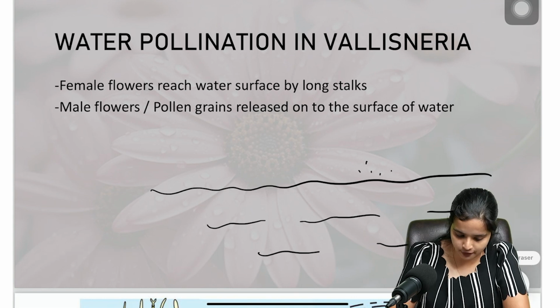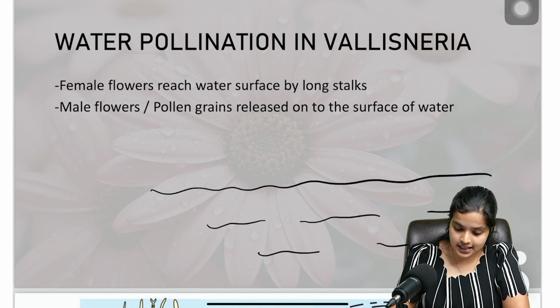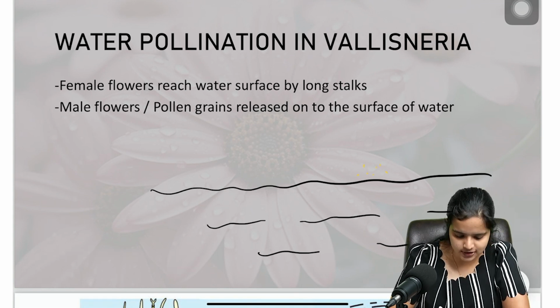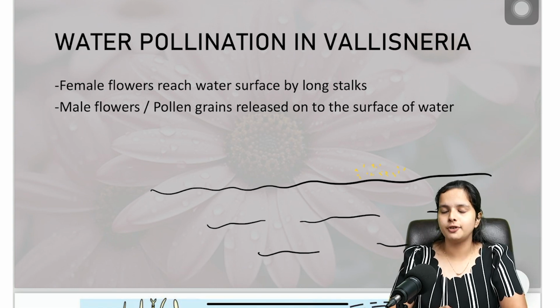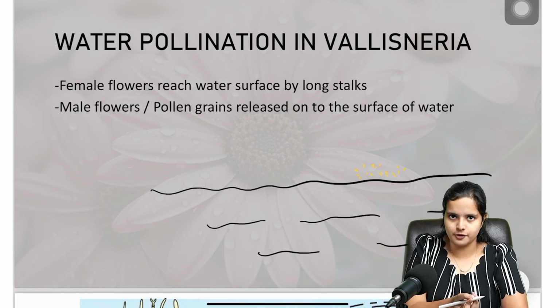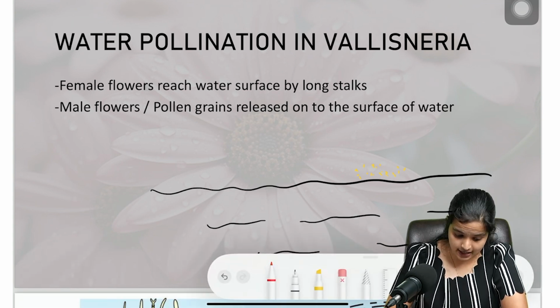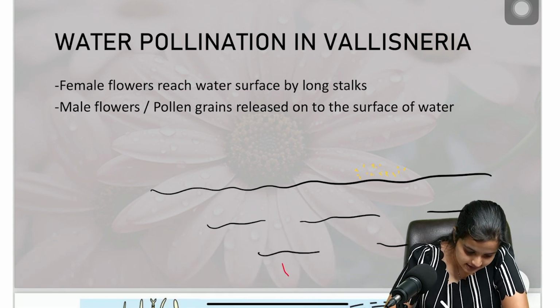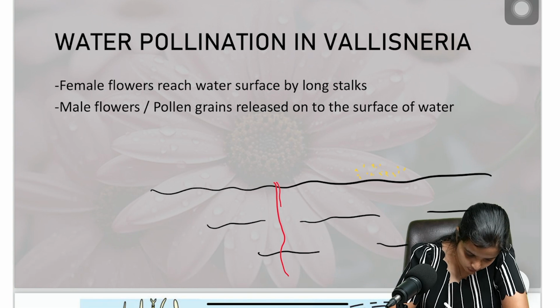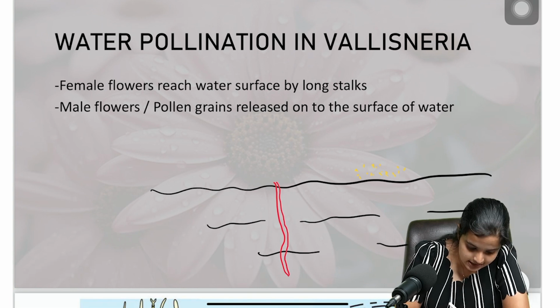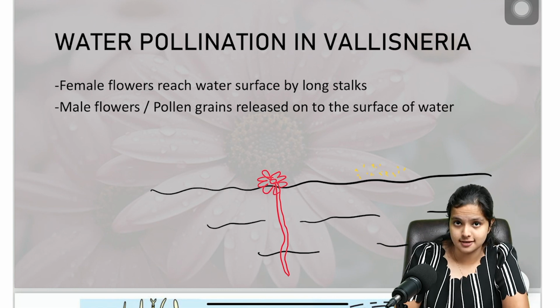So you'll have the male flowers at the top, and they'll release pollen grains to the surface of the water. So this is the surface, and pollen grains will be lying on the surface. So obviously the female flowers should reach the surface in order to receive the pollen grains, right? So the female flowers, of course, do that. The female flower is grown on a stalk, and it reaches the surface of the water.